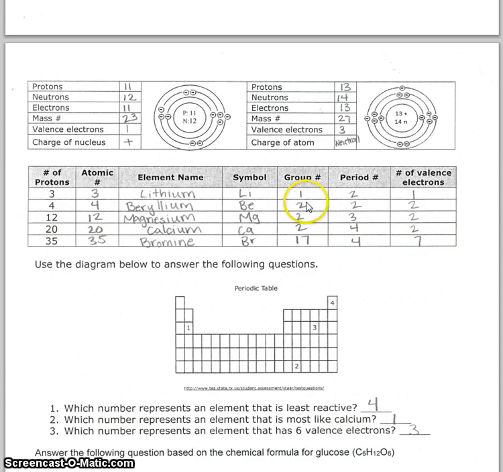Now, notice that beryllium, magnesium, and calcium are all in the same group. Elements that are in the same group will have similar chemical properties because they have the same number of valence electrons. So make sure you maybe make a little note of that somewhere over here.